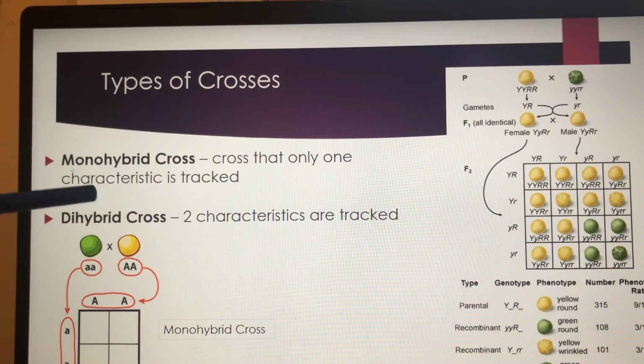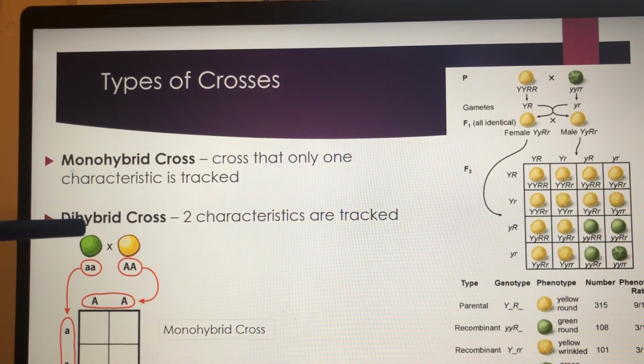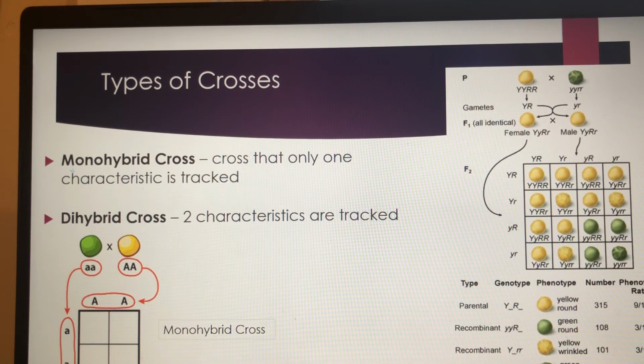The monohybrid, we only have one characteristic that is tracked. The dihybrid, we have two characteristics. And this is the one that gets trickier for you guys because generally I talk about it in general bio sophomore year, but not to the extent I would like to. So you have not had the practice, all right?